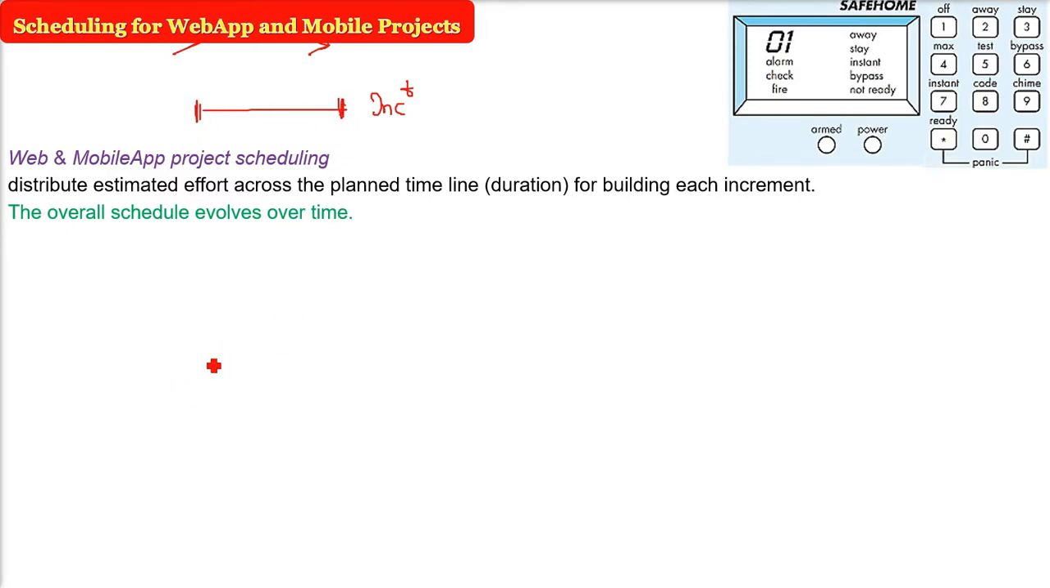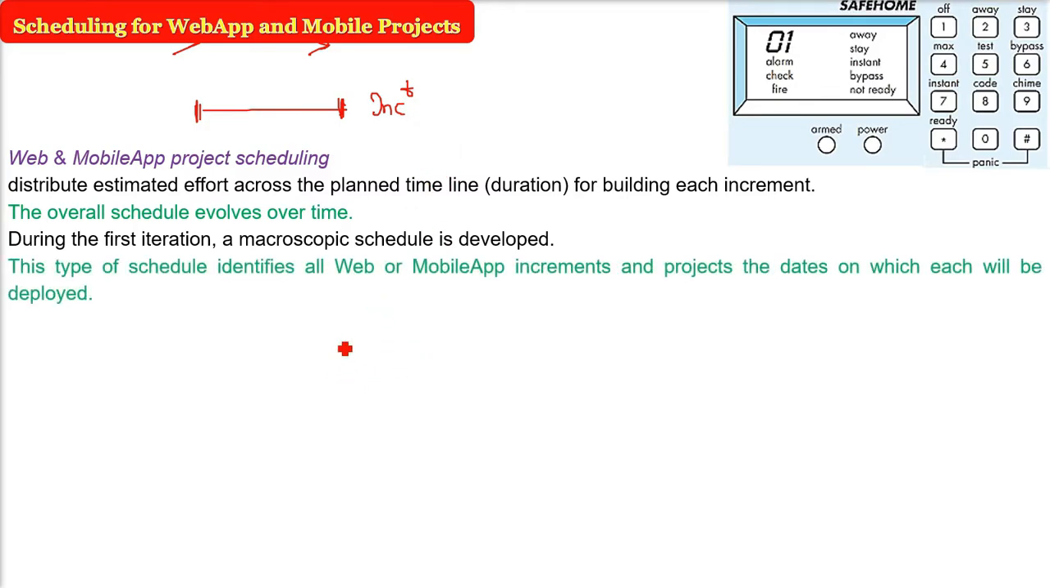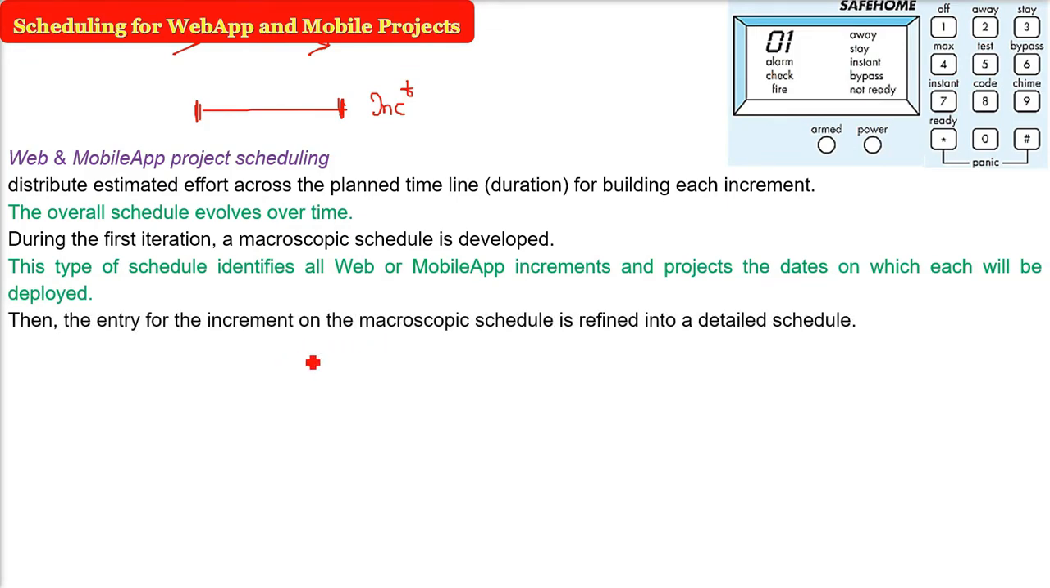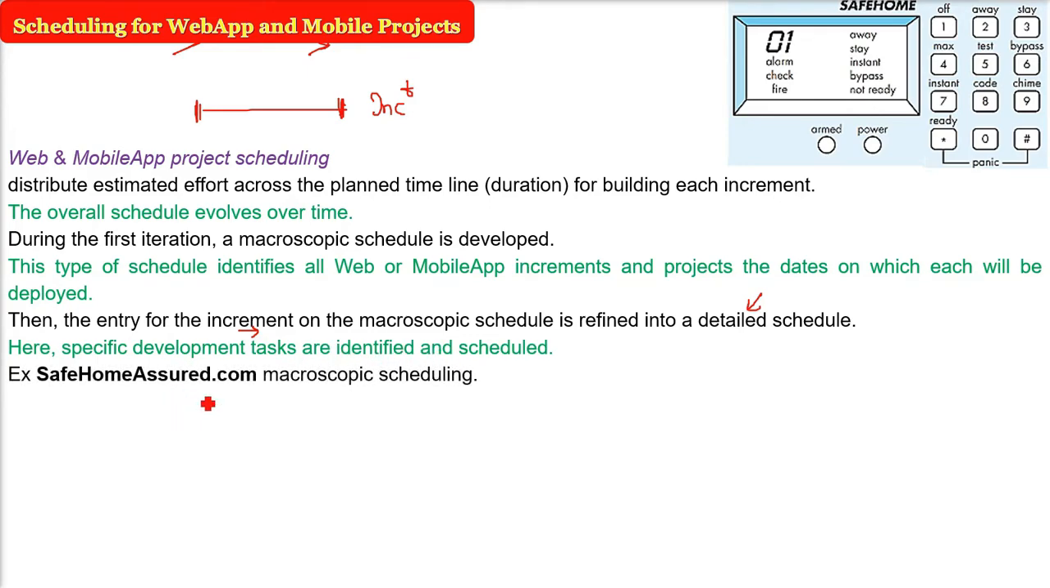It evolves over time. For example, in the first iteration, there will be a macroscopic schedule, that is the big schedule, not going into the detail. So this will be developed, and this type of schedule will identify what? The web or mobile app increments and the projects, the dates on which each will be deployed. So the entry for this increment on the macroscopic schedule is then refined into a very detailed schedule to make the microscopic schedule. Here we make the tasks. These are identified and they are scheduled.